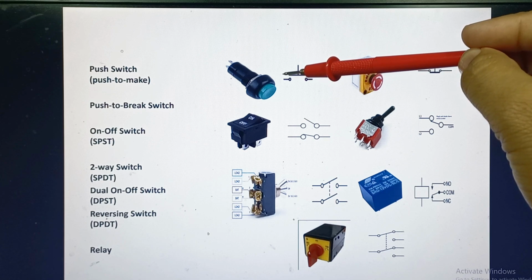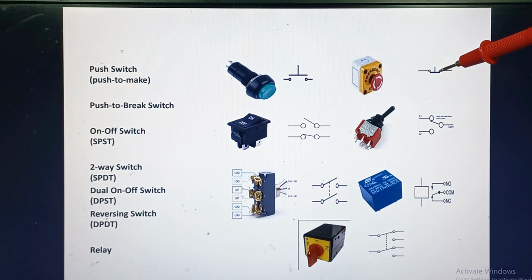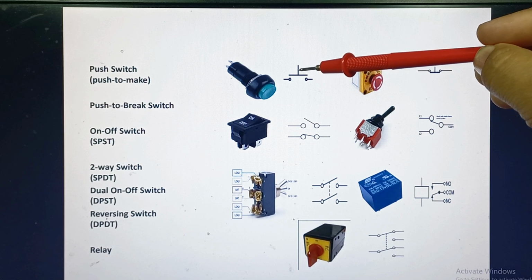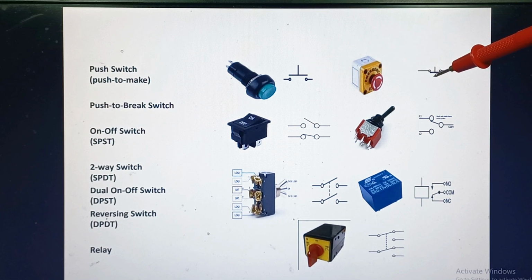This one is another switch, which is the push to break switch. Its function is reversed. In normal conditions, this switch is supposed to be normally closed, but when pressed or compressed, the connections break, and the flow of electricity is switched off or disconnected. This one is push to make switch, and this one is push to break switch.